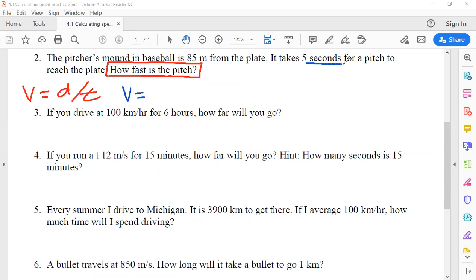So right here is seconds. So that's going to be my T down here. I'm going to put that down there if I want 5. It goes at the bottom because T goes at the bottom here. And then 85 meters. That is an amount of distance.